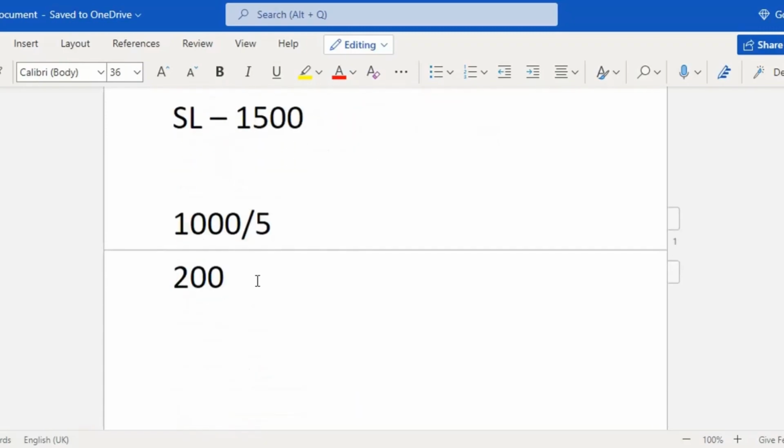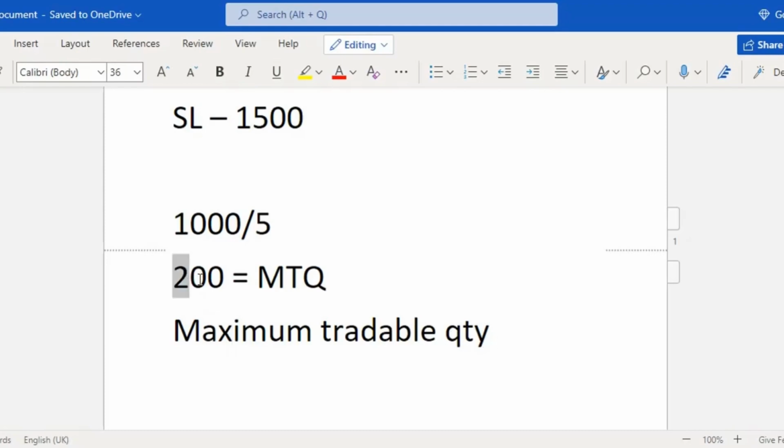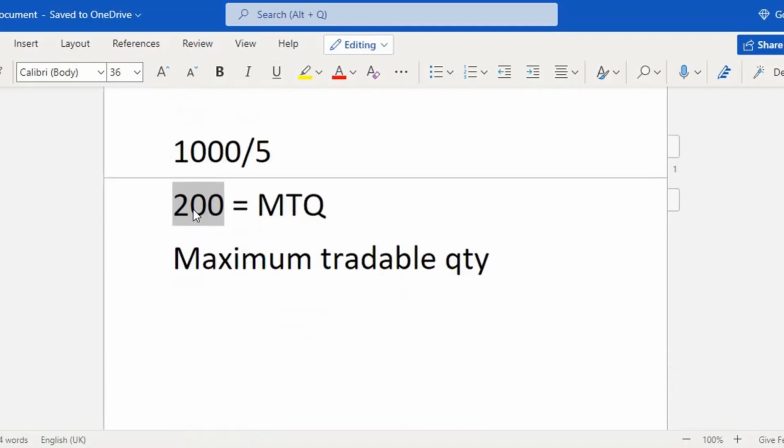Why? What is the logic? I call this final number MTQ, meaning maximum tradable quantity. Maximum tradable quantity means you should not go beyond this number when you're taking this particular position with this particular capital and this particular stop loss. Why? If your stop loss gets hit on a 200 quantity, you are not going to lose more than 1% of your capital. 200 multiplied by 5 is going to be 1000. So you're not going to lose more than 1% of your capital in this scenario.